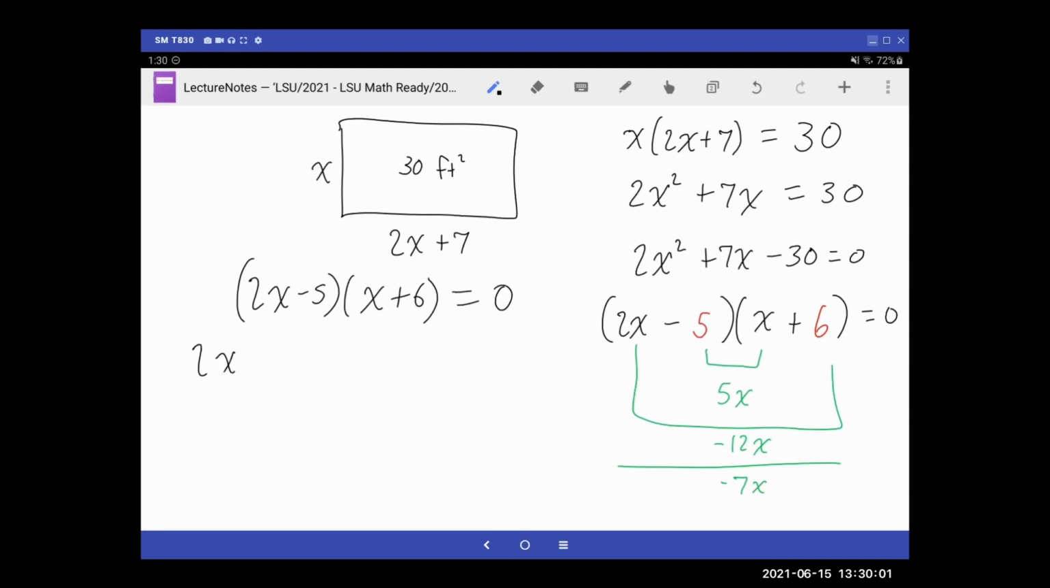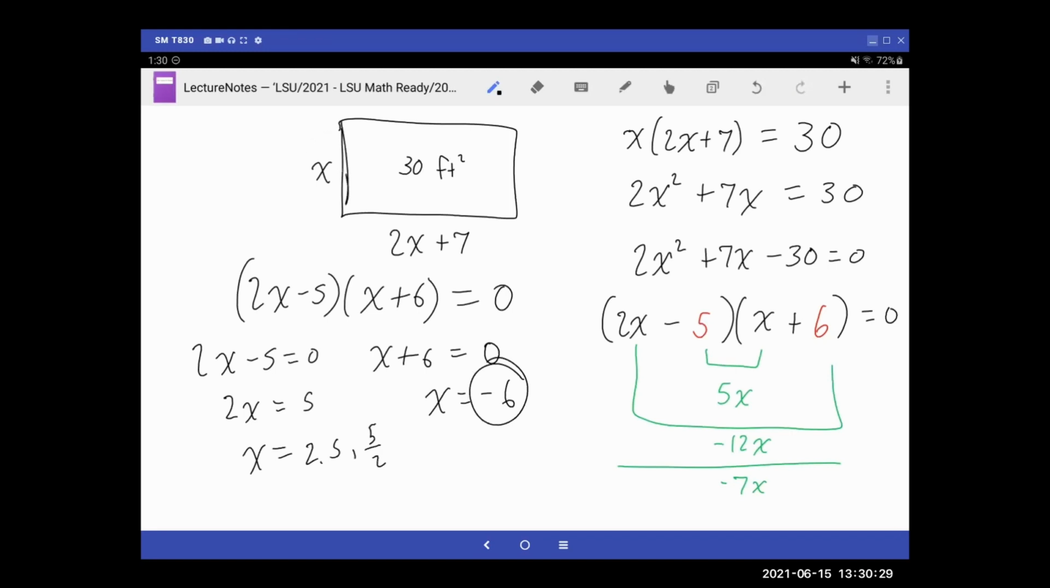Set them both equal to 0. So x could be negative 6, or x could be 5 over 2, or 2.5, right? Okay, but this negative 6 makes no sense, right, in the context of this problem. You can't have a length of negative 6, right? Not in real life rectangles. So we're going to ignore that solution. Okay, 5 over 2, or 2.5. That's what we're going to look at.